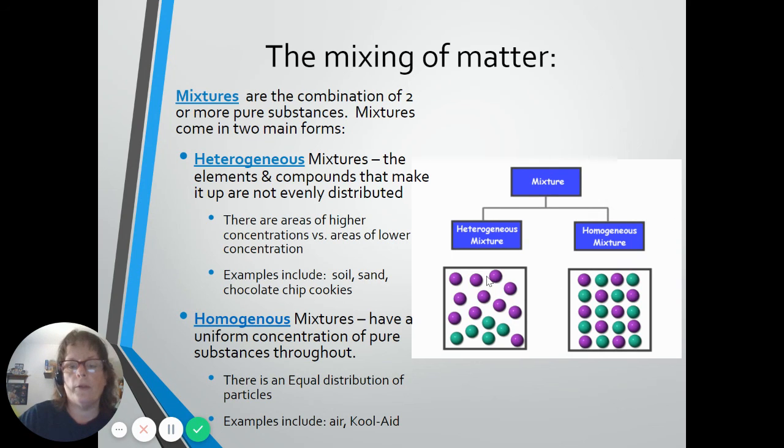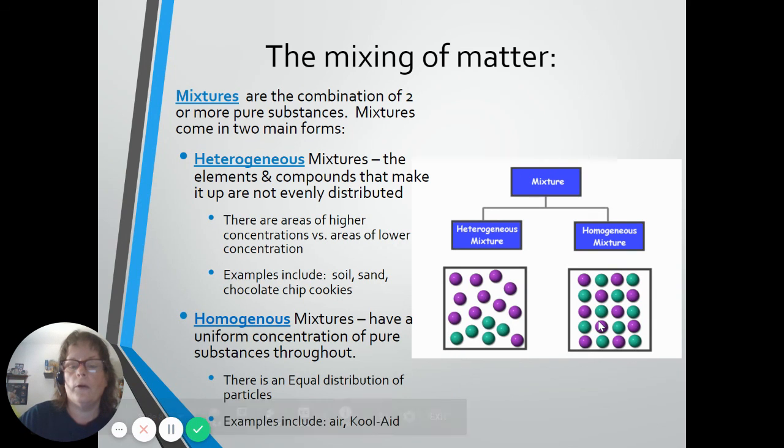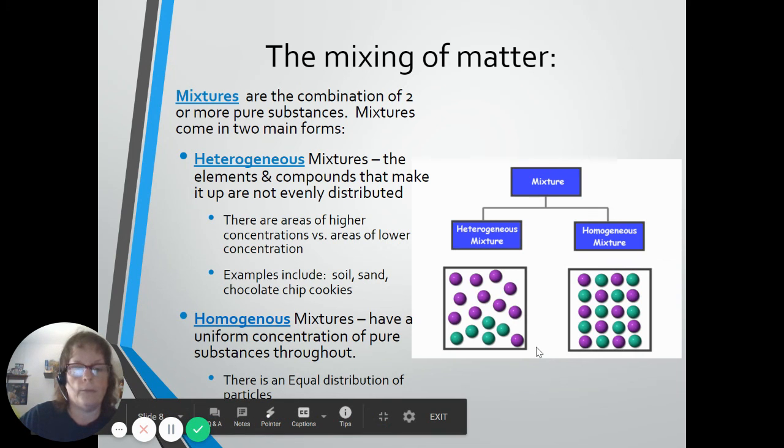And you can see the pictures over here, hetero. You can see there's a lot more of these purple molecules than there are the little teal colored ones. And that's hetero, so not evenly distributed. And then you've got homo, which means they are evenly distributed in the mixture.